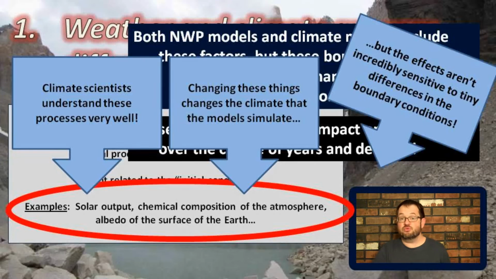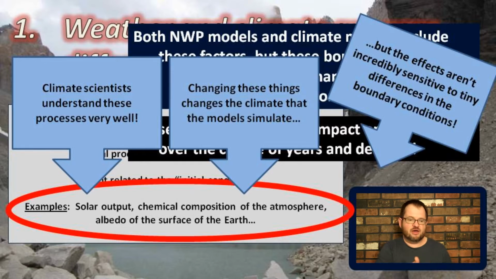These so-called boundary conditions, things that are external to the primitive equations, like the albedo of the surface of the Earth, or the amount of radiation from the sun, or the greenhouse gases in the Earth's atmosphere. These things are actually all things climate scientists really understand pretty well. They are things that we have really studied, and we understand that when you change these things in the model, they change the climates that the models simulate.